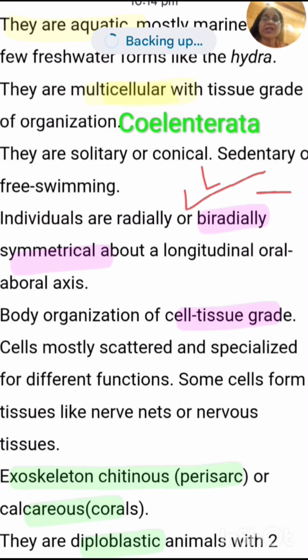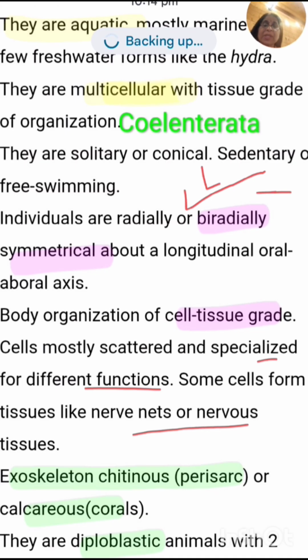So individuals are biradially symmetrical about the longitudinal axis. So body organization is cell and tissue grade, and mainly cells are scattered and specialized for different functions. You can see that different kinds of cells, they perform the different functions, like some cells forming the nerve net or the nervous system. And you can also observe the exoskeleton chitinous or calcareous.